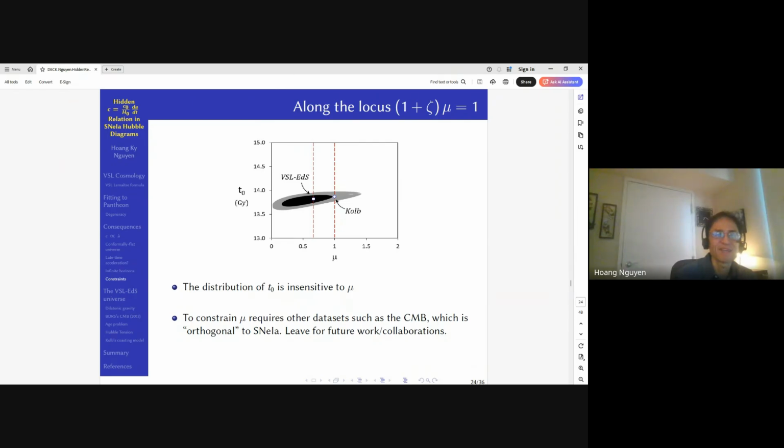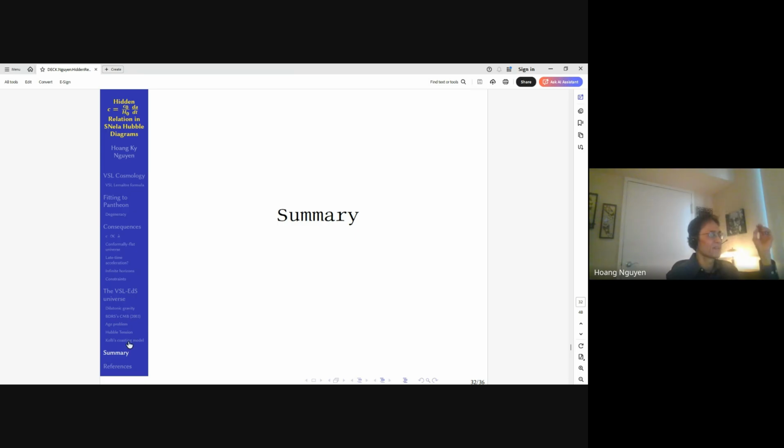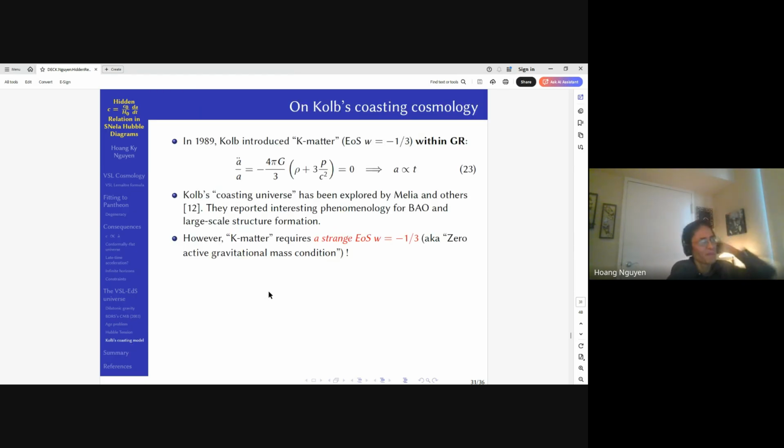Again, this is work I have not studied. I have not studied the BAO, I have studied the nucleosynthesis. But this one I can tell you, the ghost cosmology, perhaps I can go this way. So in 1989, Edward Kolb introduced K matter with the equation of state minus 1/3 within GR. It works within GR without anything new.